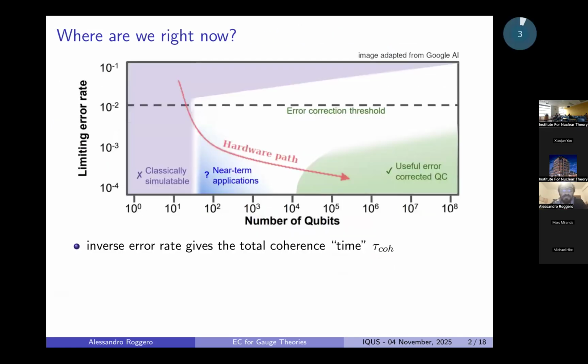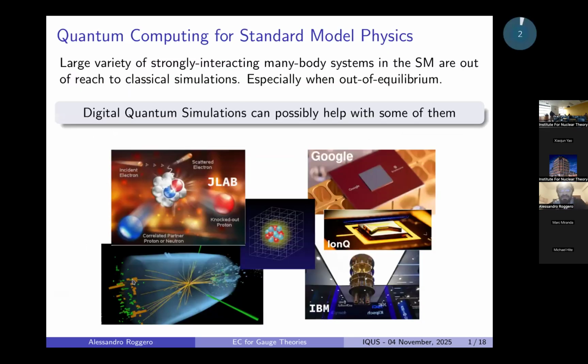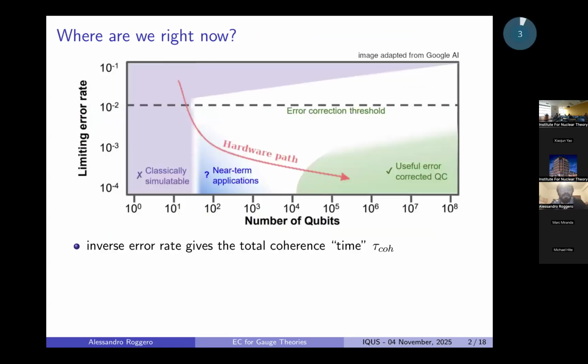With that in mind, one of the things you would like to know is how close we are to simulating something that looks like a collision at CERN. A useful way to visualize the path towards useful quantum computing is this two-dimensional plot, where on the x-axis we have the size of the quantum computer, the number of qubits in the actual device. On the y-axis, we have the error rate, which you can think of as giving you an inverse coherence time.